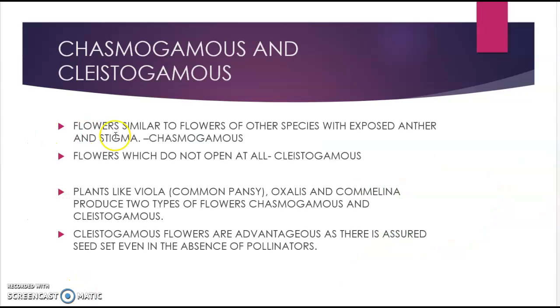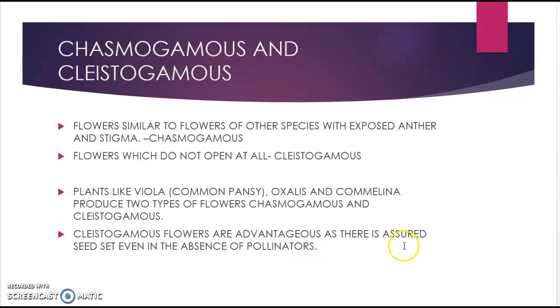Now next, within autogamy there are two types of flowers. You can check that flowers which are similar to the flowers of other species, with exposed anther and stigma, are chasmogamous. Then flowers which do not open at all are cleistogamous, in which there are more chances of self pollination. Plants like viola, oxalis and commelina produce two types of flowers, chasmogamous and cleistogamous. Both types of flowers are in the same plant.